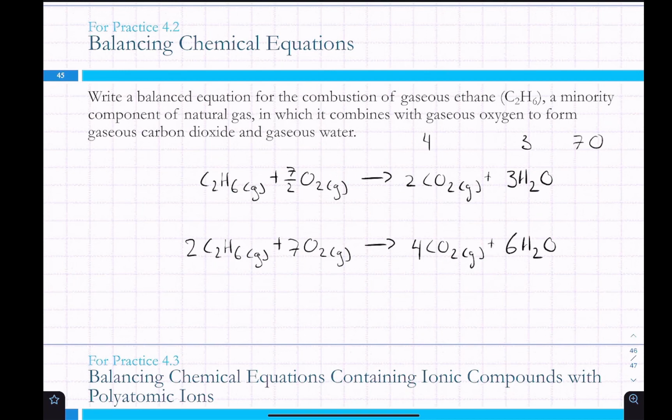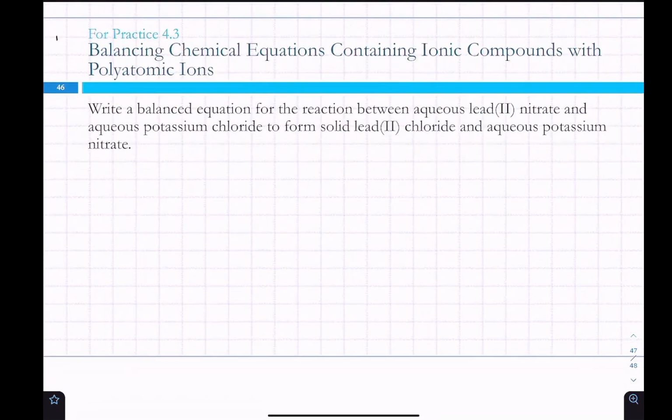All right, one more. Oh, I forgot the G on water. So write a balanced chemical equation for the reaction between aqueous lead nitrate and aqueous potassium chloride to form solid lead chloride and aqueous potassium nitrate.